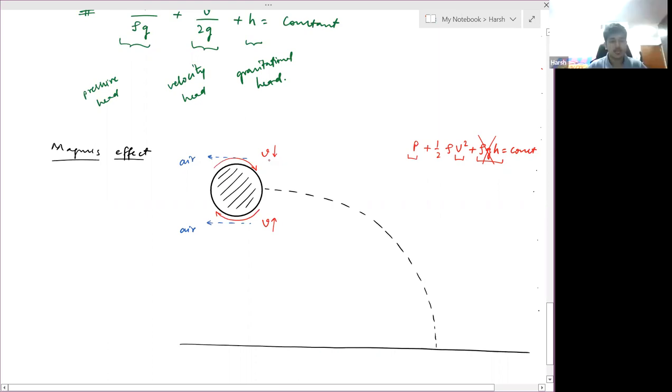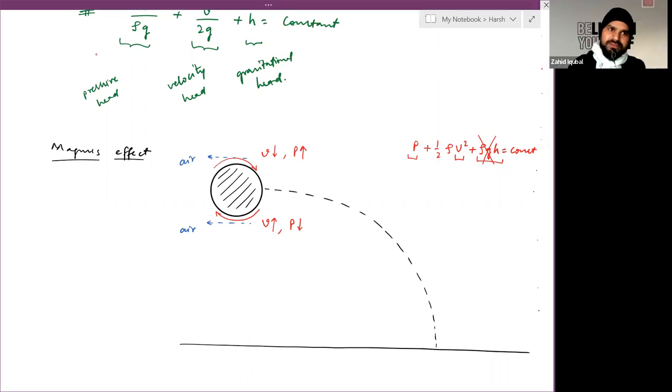Yes, sir. So in the uppermost part, since velocity is decreasing, pressure must increase, and in the lower part, velocity is increasing, so pressure must decrease.